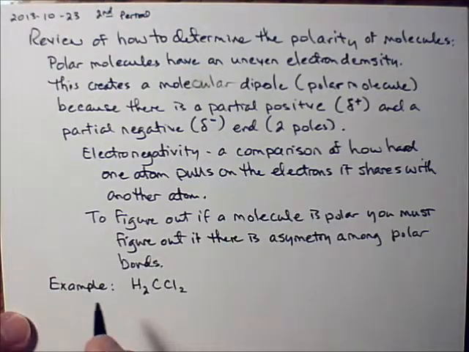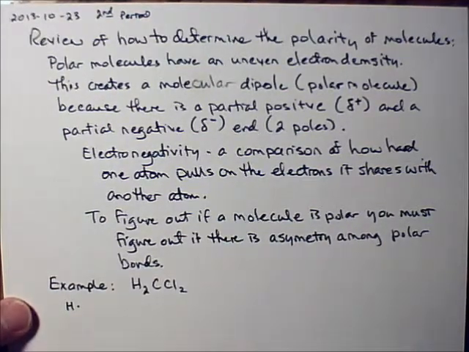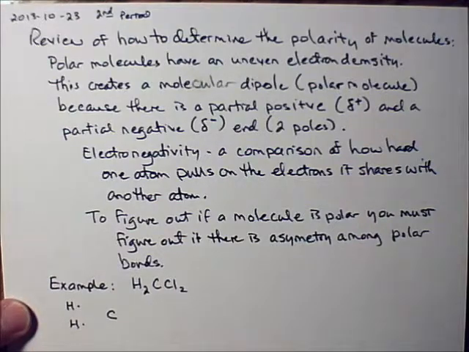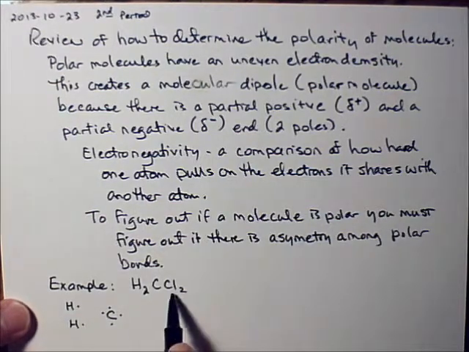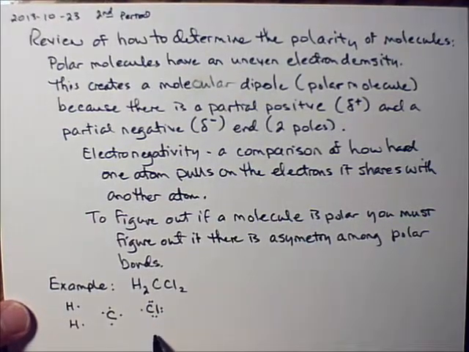We started with electron dot notation. Hydrogens, we know, have only one electron in the valence level. I've got 2 hydrogens. We know that carbons have 4 valence electrons. And we know that chlorines, or if you don't know it, you should be able to figure it out from the periodic table, have 7 valence electrons.